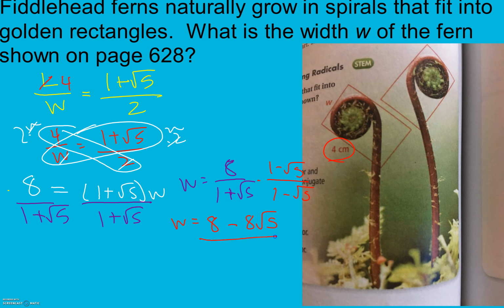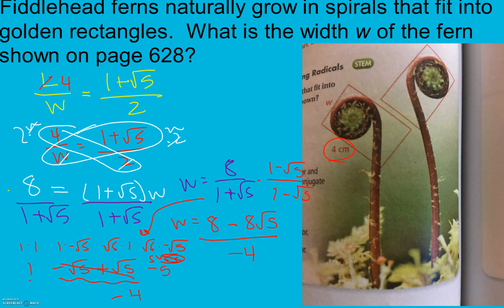In my denominator, I'm going to do this over here. Firsts, outsides, insides, and lasts. 1 times 1 is 1, minus the square root of 5, plus square root of 5, and minus square root of 5 times square root of 5. A pair of 5s comes out, minus 5. When we combine our like terms here, negative square root of 5 plus square root of 5 cancel. So all I have left is 1 minus 5, negative 4.